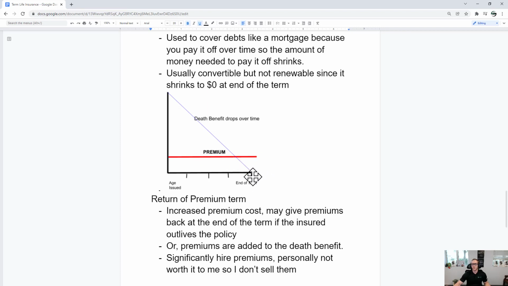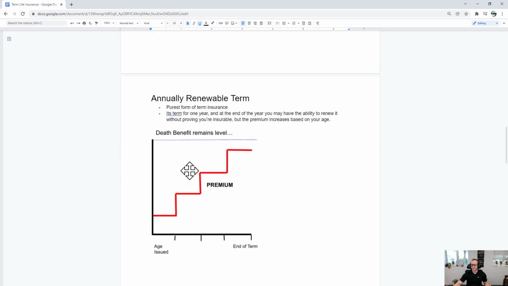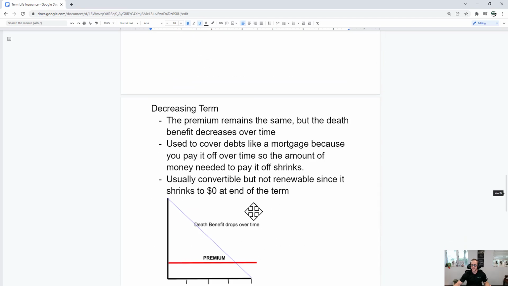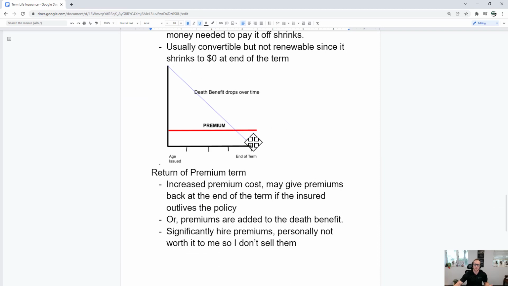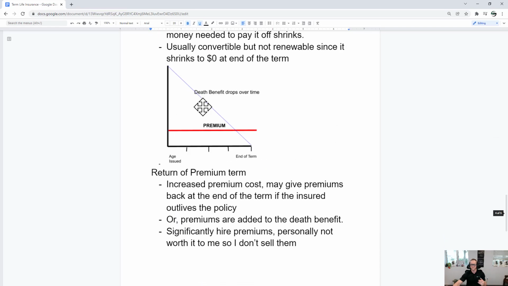So essentially you have no insurance at the end of the term. Whereas up here, you still have insurance at the end of each one of these years, right? Or at the end of this term, you still have insurance. There's still a death benefit. This one, the death benefit goes down to zero. There's no insurance, so you usually can't renew it. Like I said, no one really ever renews a term policy unless they're using an annually renewable term.